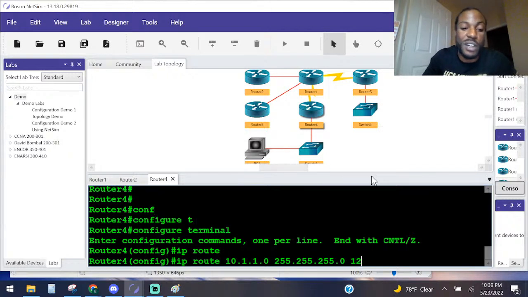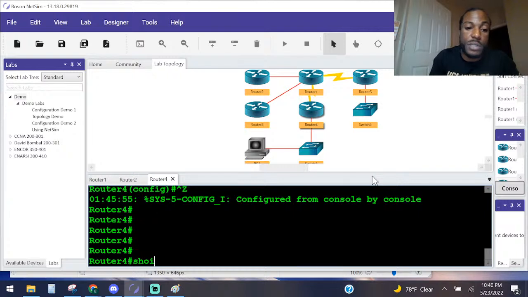So 12.5. Right? It's router 4, right? No, not router 4, not 10.2. My bad, I take that back. It's router 1's 0/0 interface, 12.5.10.1. So 12.5.10.1. All right, that's the next hop.